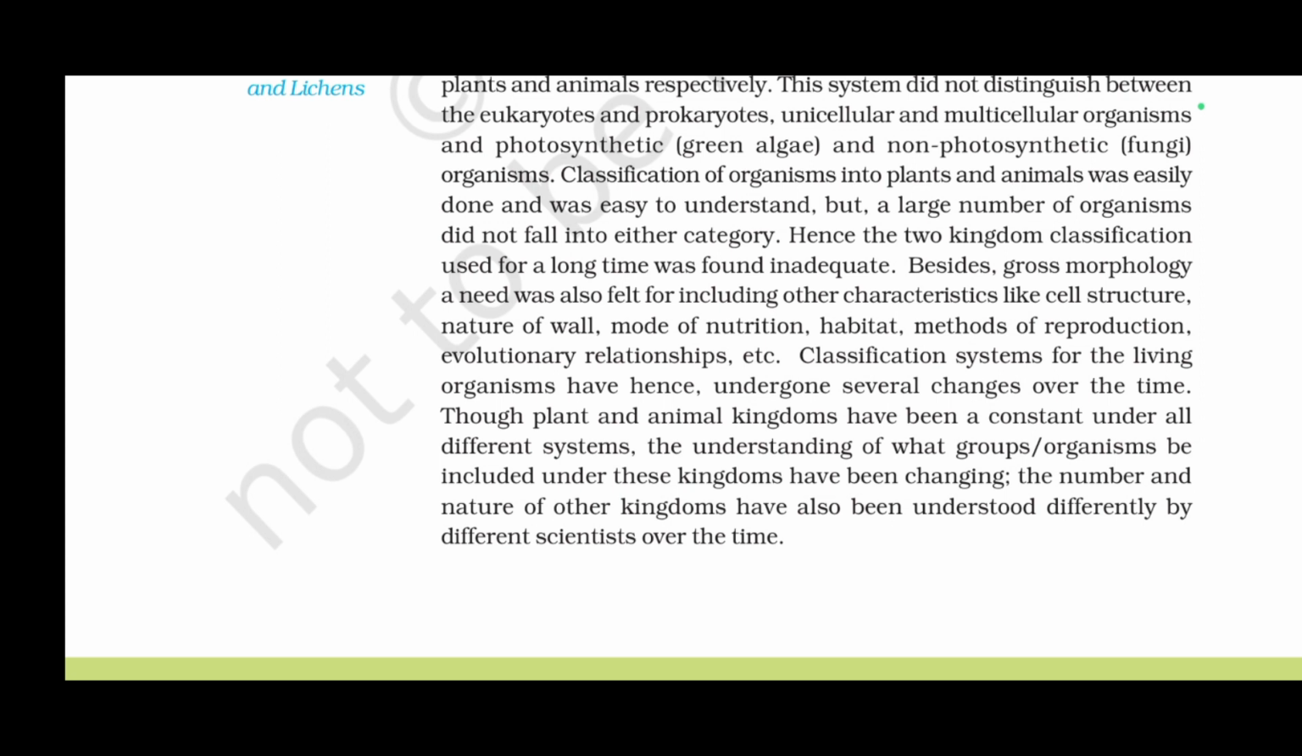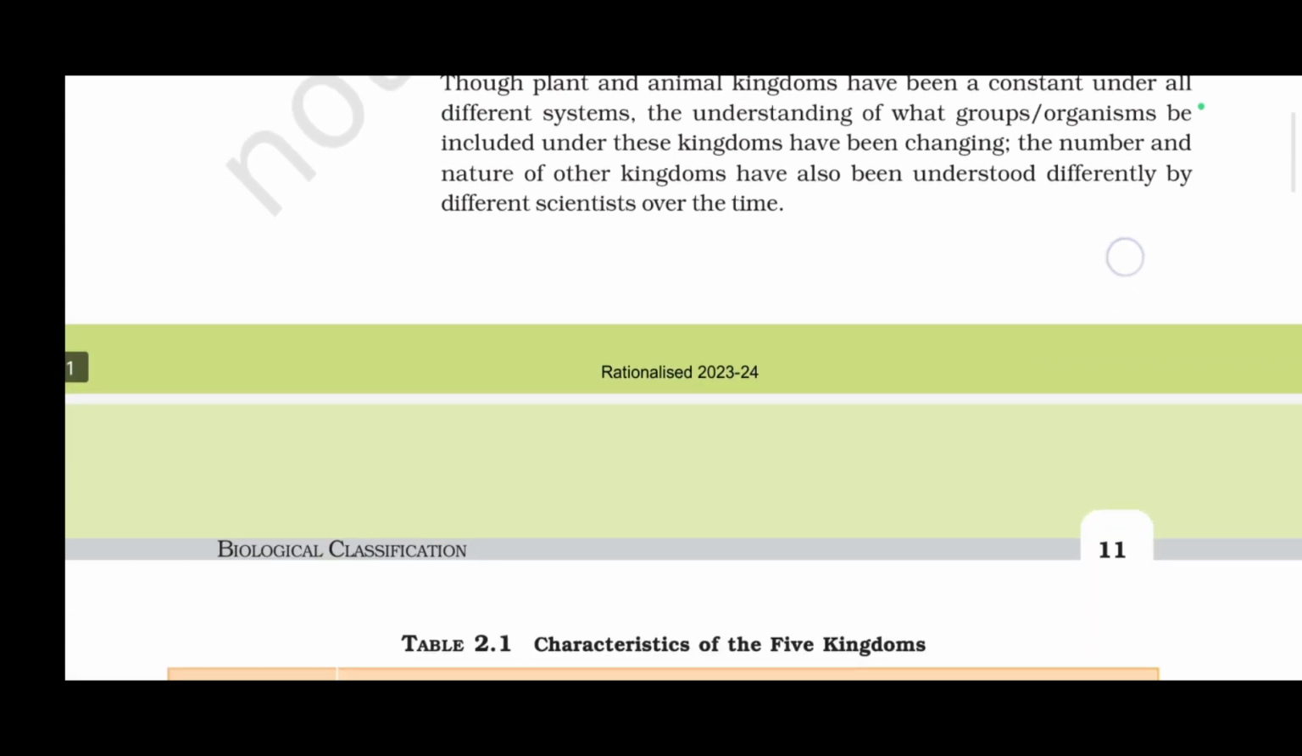Classification systems for living organisms have hence undergone several changes over time. Though plant and animal kingdoms have been a constant under all different systems, the understanding of what groups or organisms should be included under these kingdoms has been changing. The number and nature of other kingdoms have also been understood differently by different scientists over time.